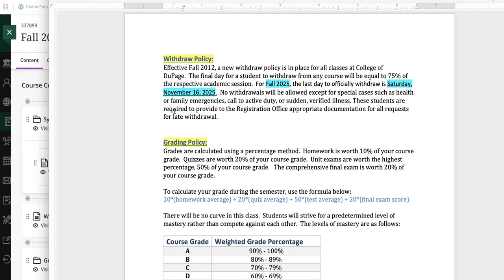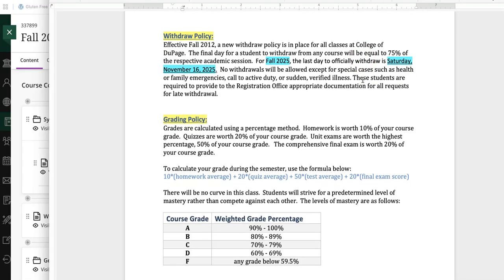The withdrawal policy is that 75% of the semester for fall 2025, that withdrawal policy is that you have to officially withdraw by Saturday, November 16th, 2025. No withdrawals will be given after that time.